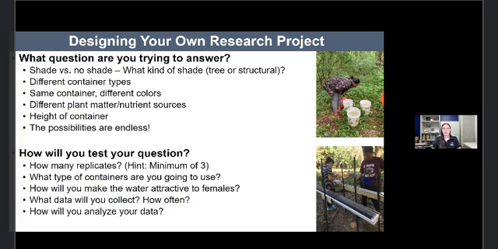And then how are you going to analyze your data? So what's going to happen? How are you going to show everybody else the results of your experiment? So those are all things to keep in mind when you're trying to plan your research project.